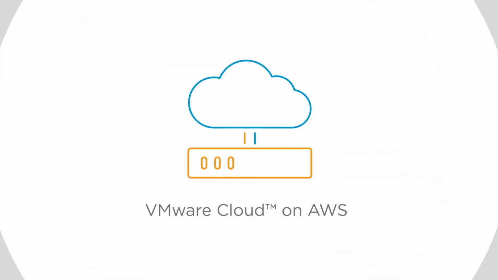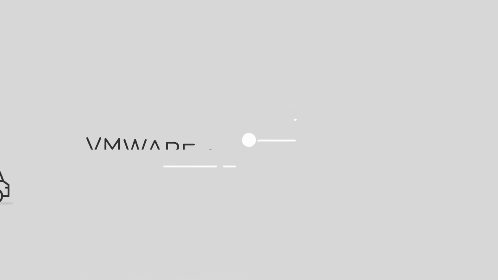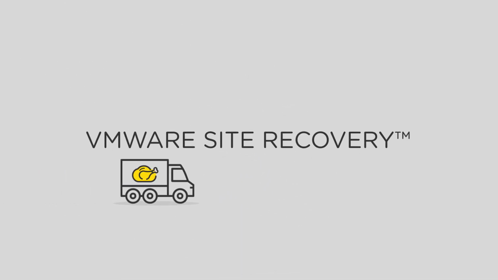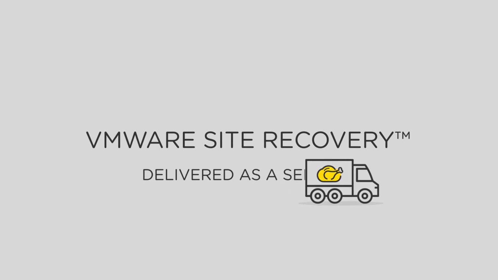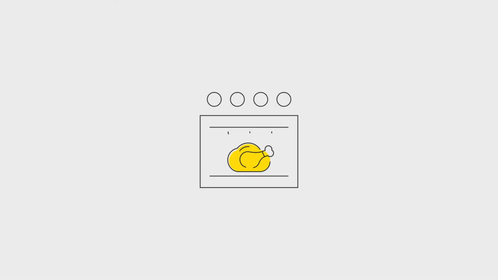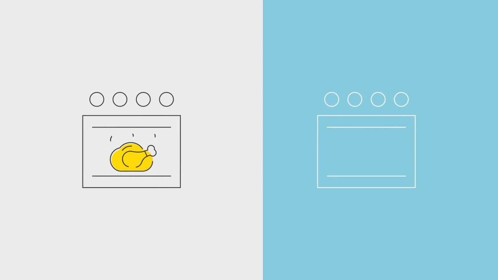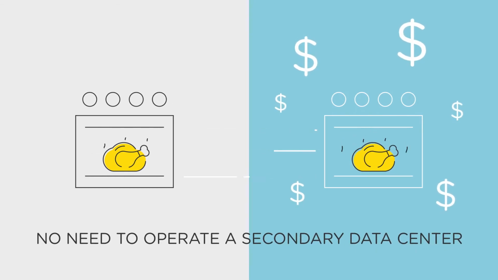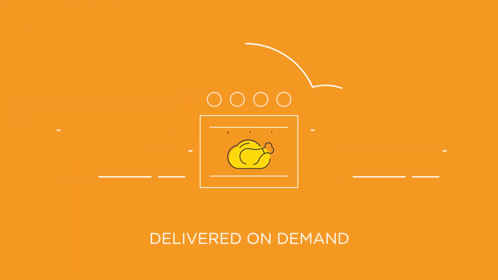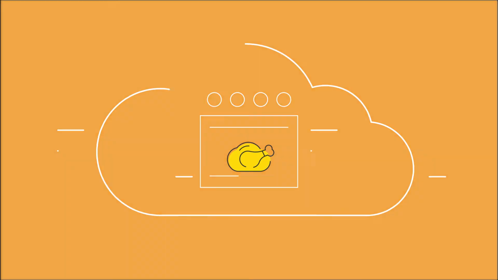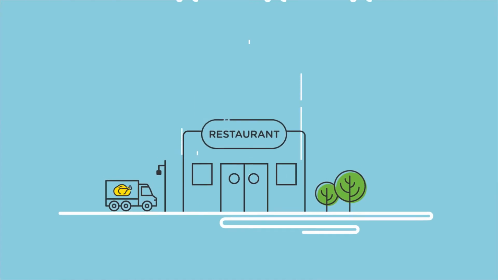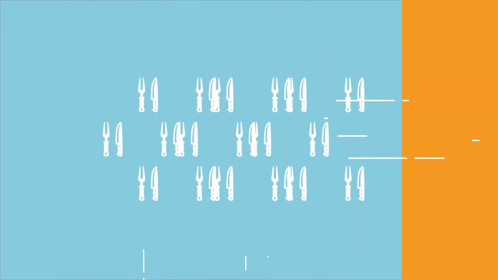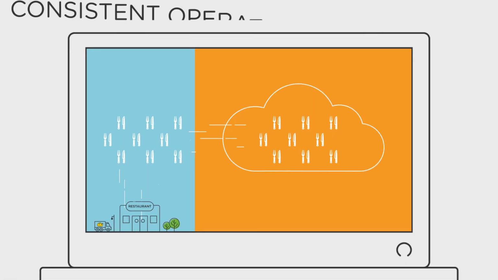Optimized for VMware Cloud on AWS, VMware Site Recovery is a robust, on-demand disaster recovery solution delivered as a service. With VMware Site Recovery, there's no need to operate a costly secondary data center. Through rapid site recovery and on-demand expansion available with the AWS Public Cloud. Accelerate time to protection and eliminate complexities by leveraging the same tools and operating models from on-premises data center to public cloud.